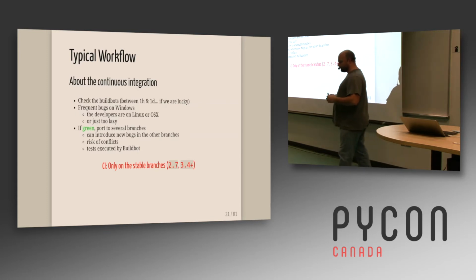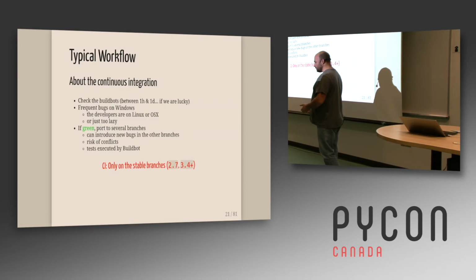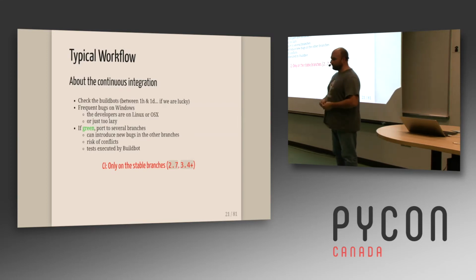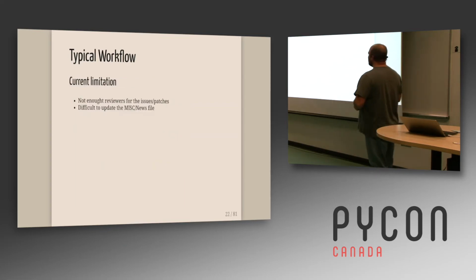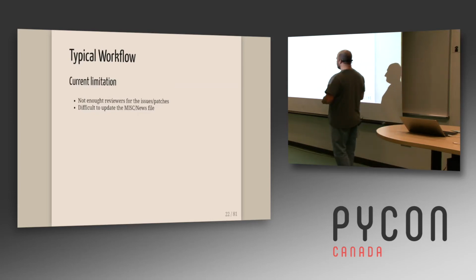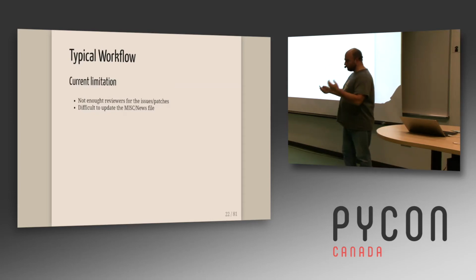Example, if you try to create a patch, your patch will be on the bug tracker, but there is no test for your patch. You have to merge it, we have to merge it, and in this case, there will be a test suite execution. Okay, currently, we have not enough reviewers for the issues in the patch, and it's very difficult to update the misc news file and some other stuff.